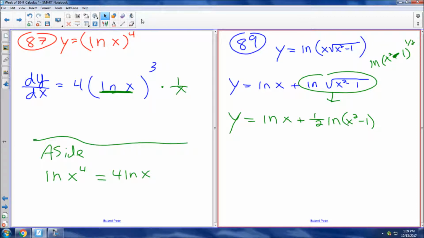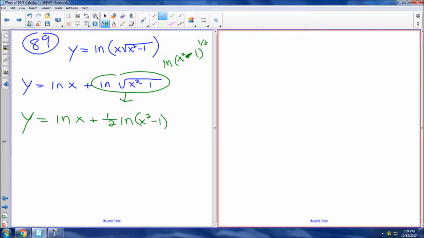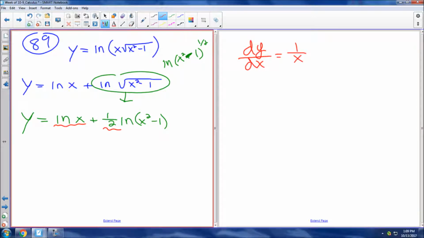So now we have to do the derivative. We haven't done any calculus yet, so let's do the calculus. What will dy dx be? The derivative of y with respect to x is, what's the derivative of ln of x? We'll just start with ln of x. 1 over x, perfect. What's the derivative of the next term? Well, we'll leave the constant alone. What's the trick for ln?